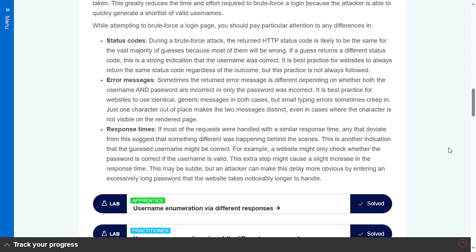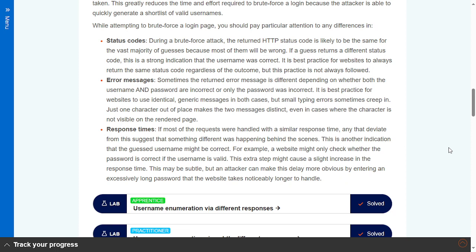Error messages. Sometimes the returned error message is different depending on whether both the username and password are incorrect or only the password was incorrect. It is best practice for websites to use identical generic messages in both cases, but small typing errors sometimes creep in. Just one character out of place makes the two messages distinct, even in cases where the character is not visible on the rendered page.